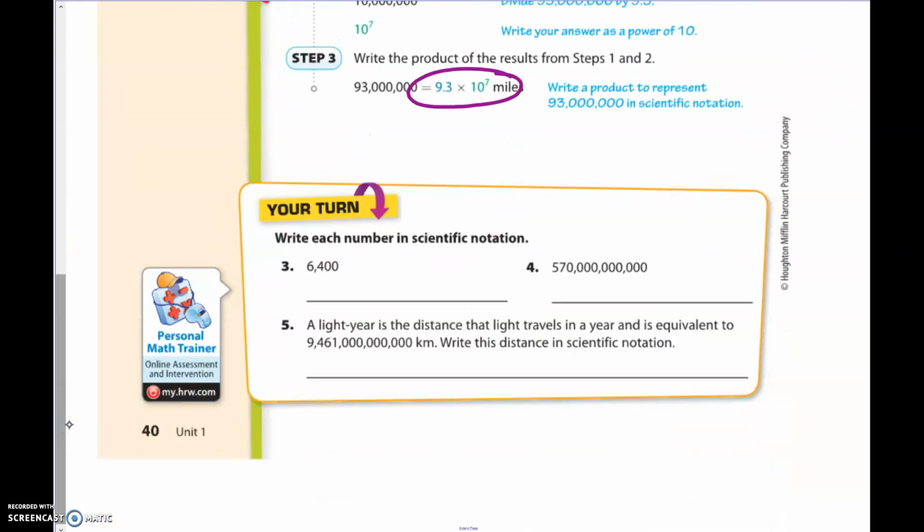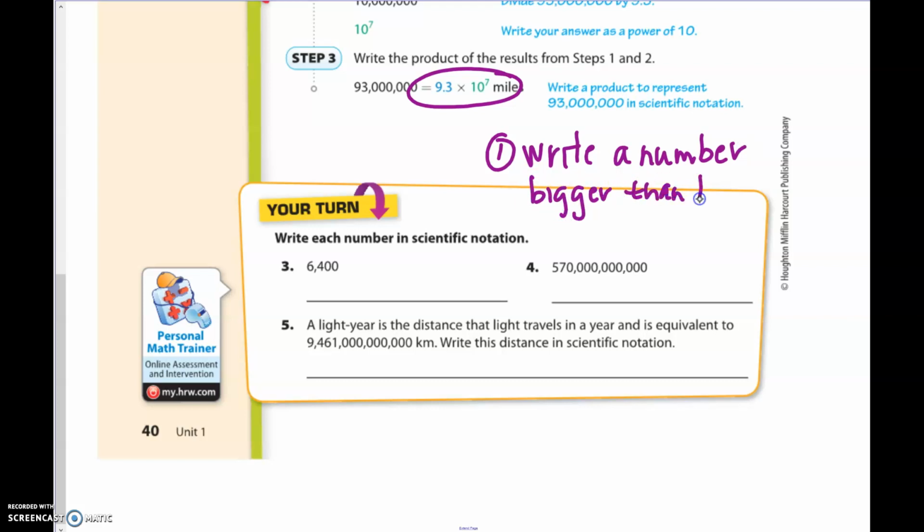All right, stop this video, pause it, and then you try these. See if you can put these in scientific notation. Remember, the first thing you want to do is write a number between 1 and 10. It has to be bigger than 1, and it has to be less than 10. That's your first thing. First job, write a number that is bigger than 1 and less than 10.